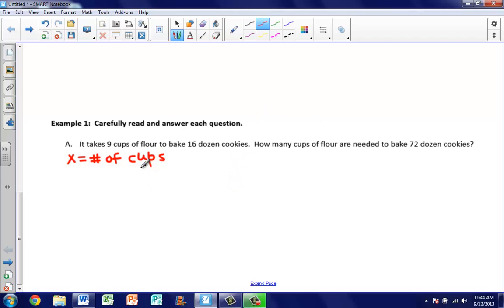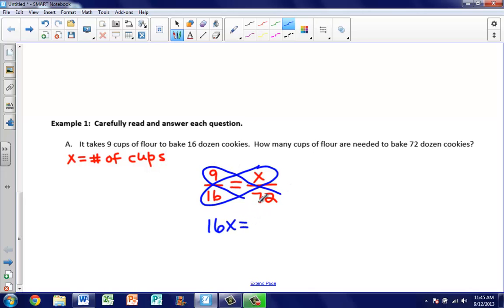We know in our first ratio, we have 9 cups to every 16 dozen cookies. So my first ratio is going to be 9 to 16. We now can set up a proportion and know that this must be equal to the number of cups we're looking for, which we don't know, x, over the number of dozen cookies we need to bake. So in this case, 72. Now it looks just like the two problems we reviewed. We take 16 times x, which gives me 16x, and set that equal to 9 times 72, which gives you 648.